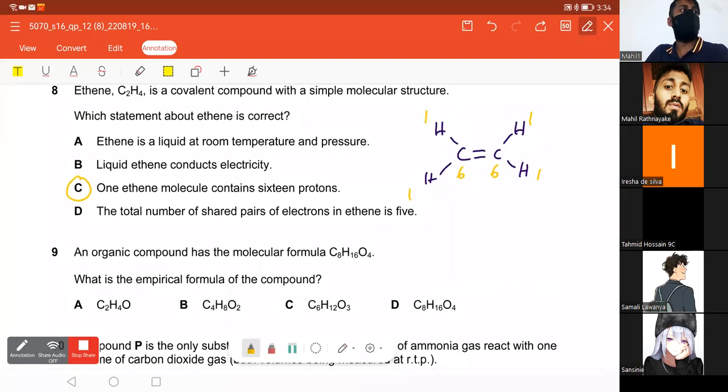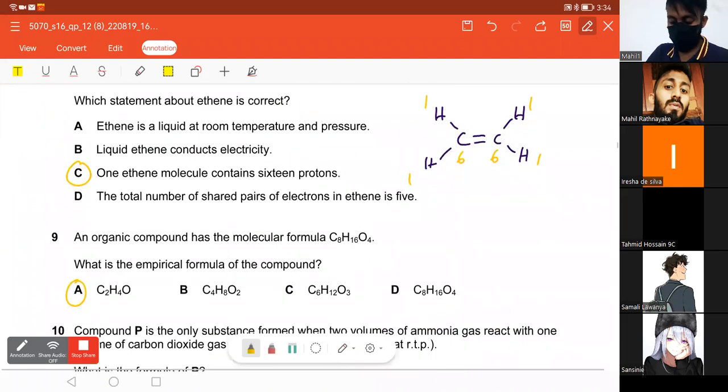Next one. What is the meaning of empirical formula? We are writing in the simplest ratio. 8 to 16 to 4, we can divide by 4. Answer is A.